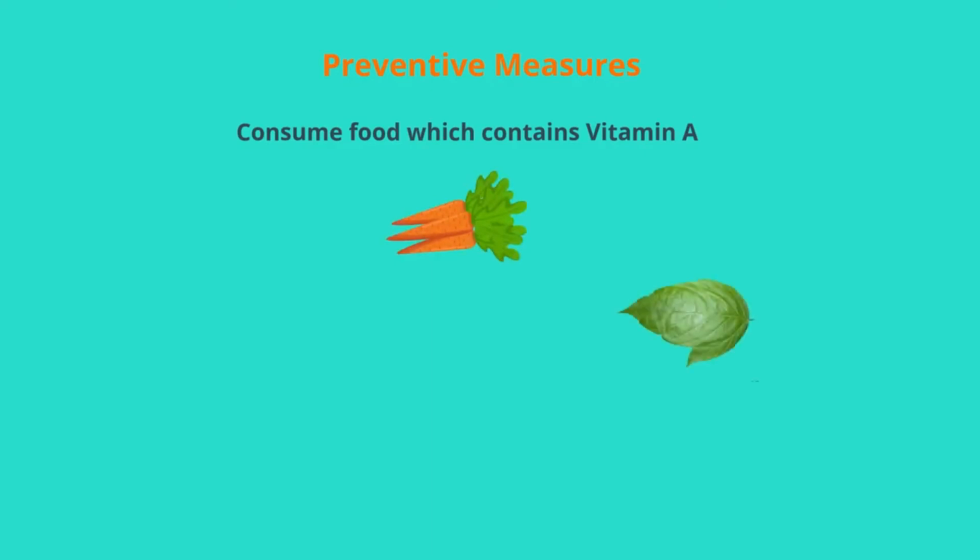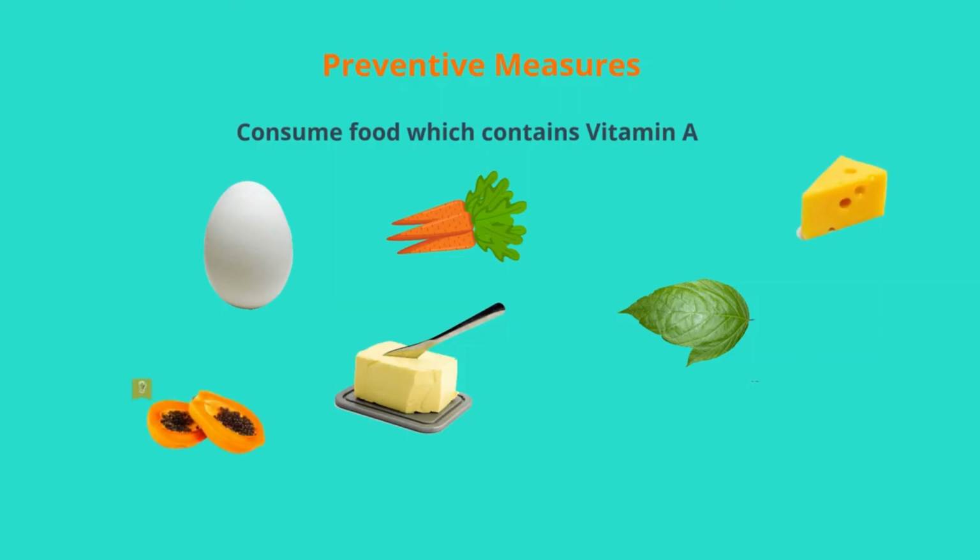Many eye problems are also caused by the lack of vitamins in our diet. So in order to keep these away, one must consume food which contains vitamin A. Raw carrots, green vegetables, eggs, butter, cheese and fruits such as papaya and mango are rich in vitamin A.